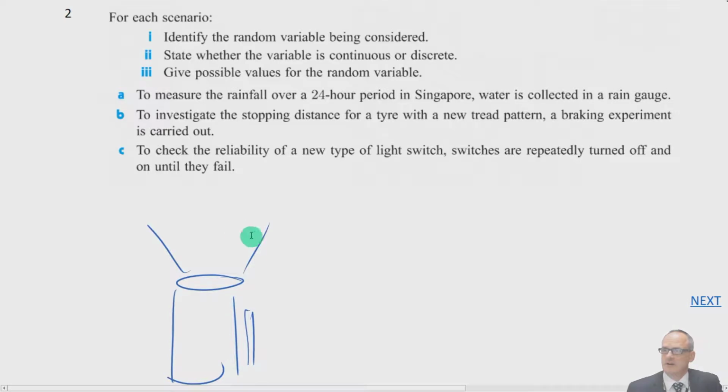So our random variable being considered is the depth of water in the rain gauge. It is a continuous random variable. Possible values, we generally tend to measure in centimeters or inches, depending on the country you're in. And 2 centimeters of rainfall or 1 inch of rainfall would be a reasonable amount of rainfall in a day.